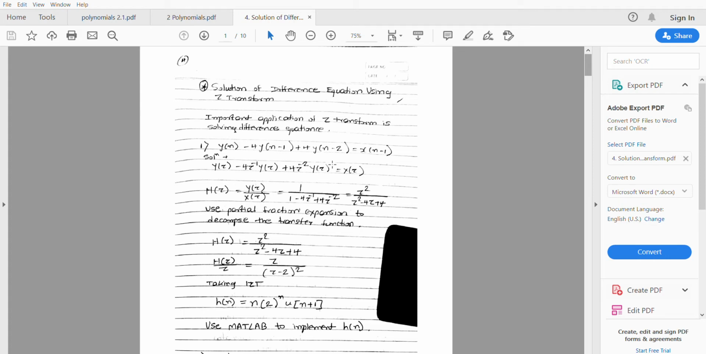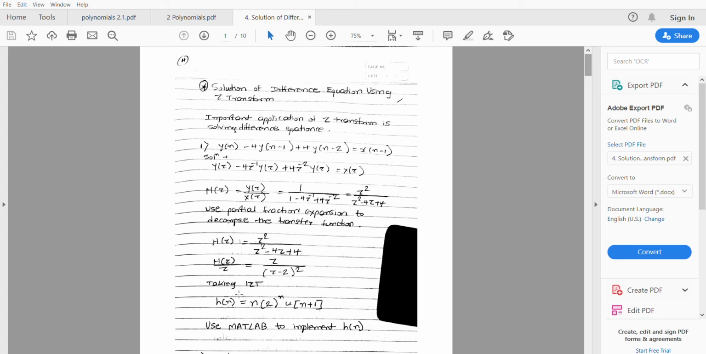So club the terms related to Y of z and then do the cross multiplication. So we will get 1 upon 1 minus. Now here we want positive powers of z, so divide and multiply by z raised to 2, because the maximum negative power is z raised to minus 2. By dividing and multiplying by z squared, we will get the positive powers. By that we are in a position to find H of z. Now we have to find the inverse Z transform of H of z, meaning we have to find the impulse response h of n.